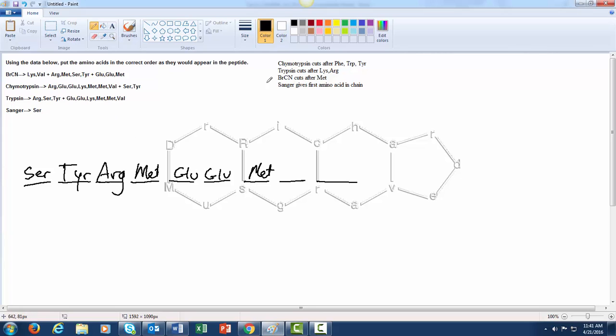In the trypsin, we know that it cuts after Arg and Lys. Now both of these contain Arg and Lys, so we're not getting any real information about which one is first by looking at which one does not contain Arg or Lys. But we do know that this does contain Ser, so this must be the first fragment. This must be the second fragment, and since Lys must be at the end of this chain because it cuts after Lys, then Lys must go here, and that leaves Val here.